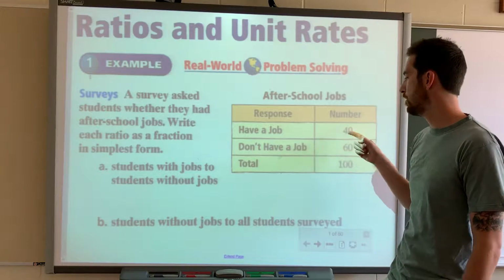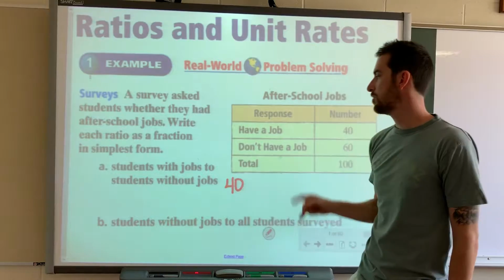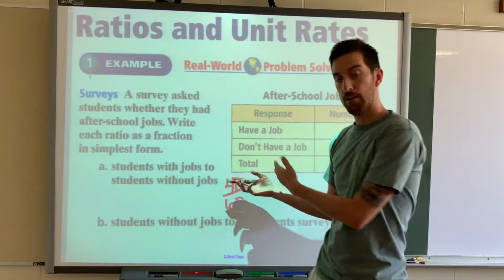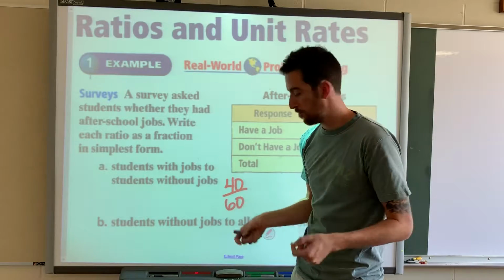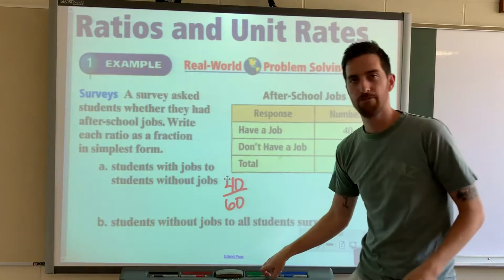So the students with jobs were 40 to the students that don't have a job. 60 of them do not have a job. So it can be written as a fraction. This will be perfect. And that's mostly the way we're going to write it. Now we do have to reduce it.